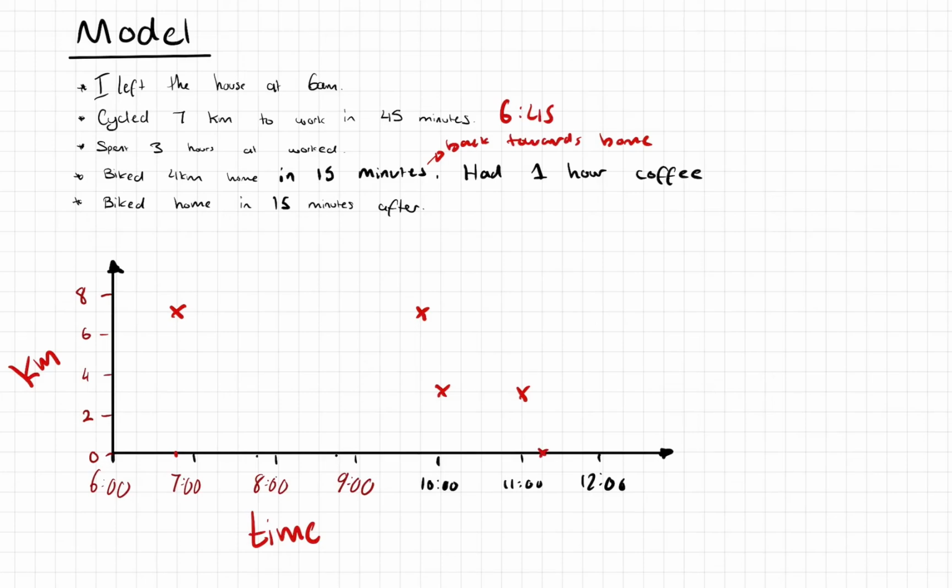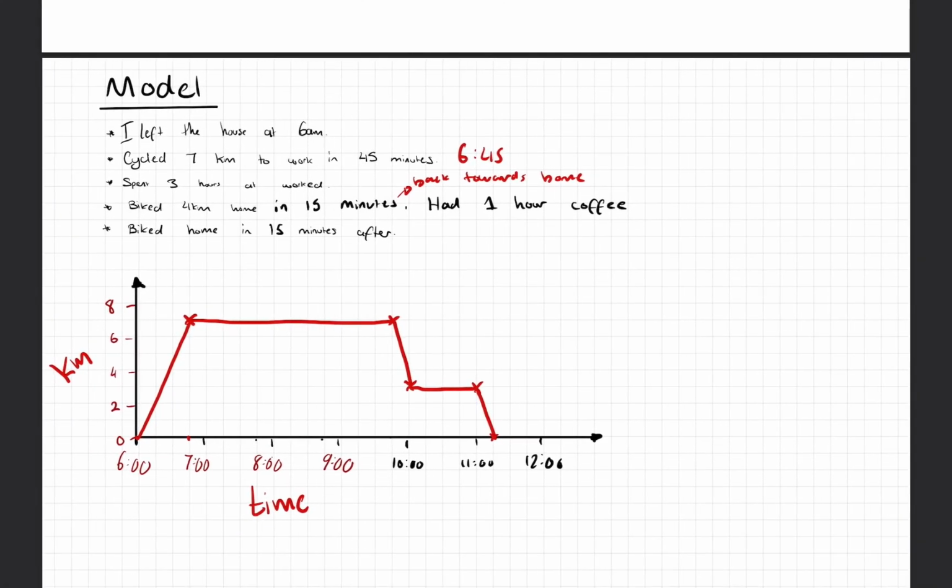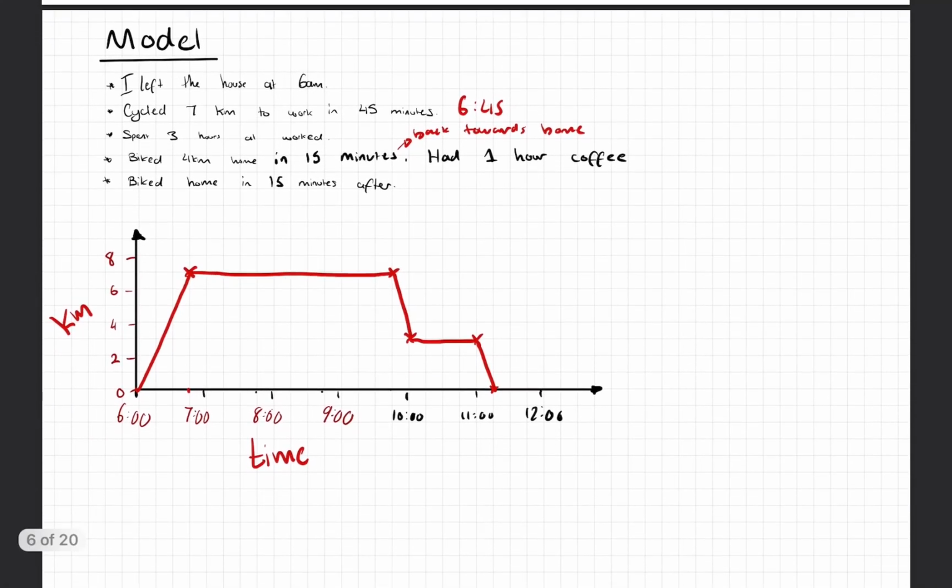Let's now complete this distance time graph. So first journey, left the house at 6 a.m., 7 kilometer bike ride in 45 minutes. And then I spend 3 hours at work. And then bike 4 kilometers towards home in 15 minutes. I spend an hour at the shops, and then I bike home again in 15 minutes. And there we are. That's our distance time graph, drawn up, representing my journey. Please copy it down in your books.